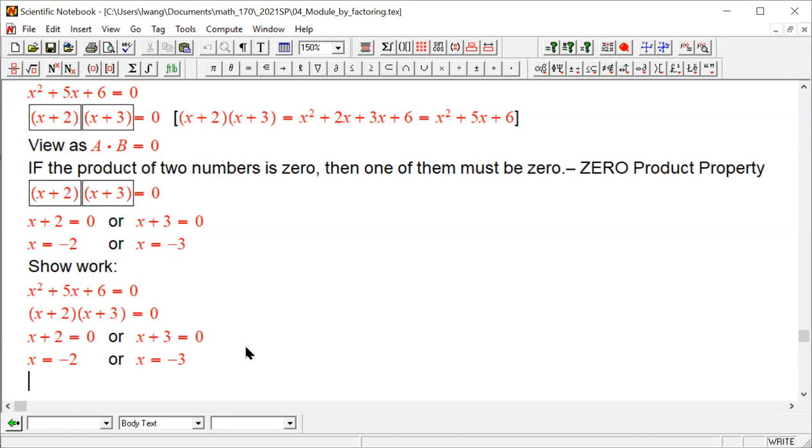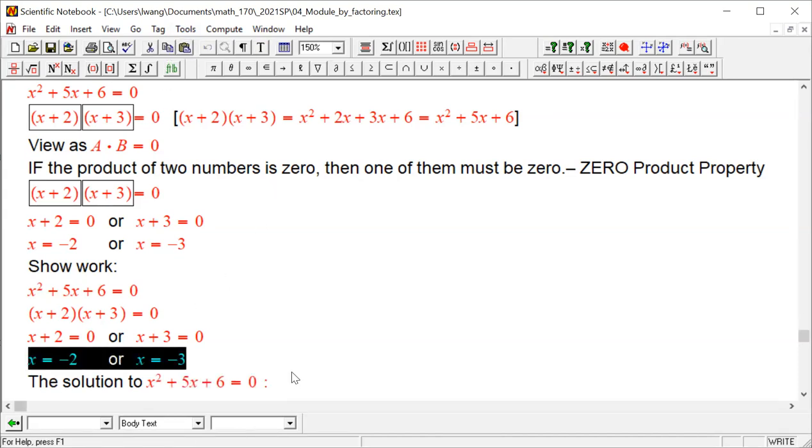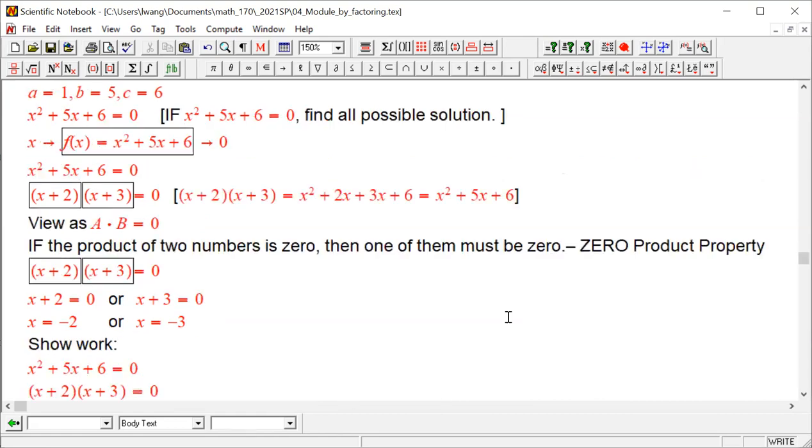And then you say the solution to the equation would be x equals -2 or x equals -3. And you can check it by plugging in these two numbers respectively to get the solutions. So that's the first example.